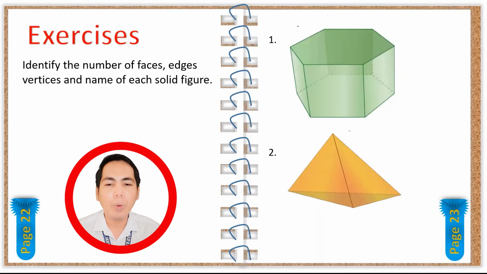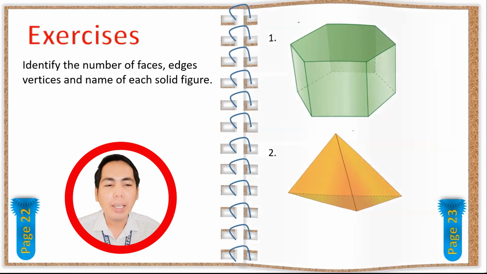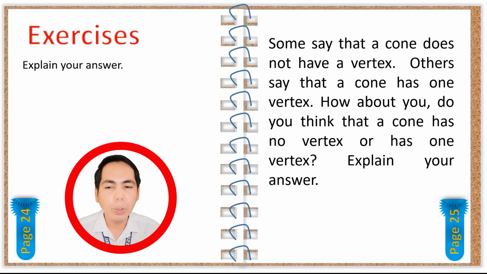So let us have our exercises. For these exercises, you can comment your answer on the comment section found below. All you have to do is to identify the number of faces, edges, vertices, and name of each of these two solid figures. And for exercise number 2, you are going to explain your answer.